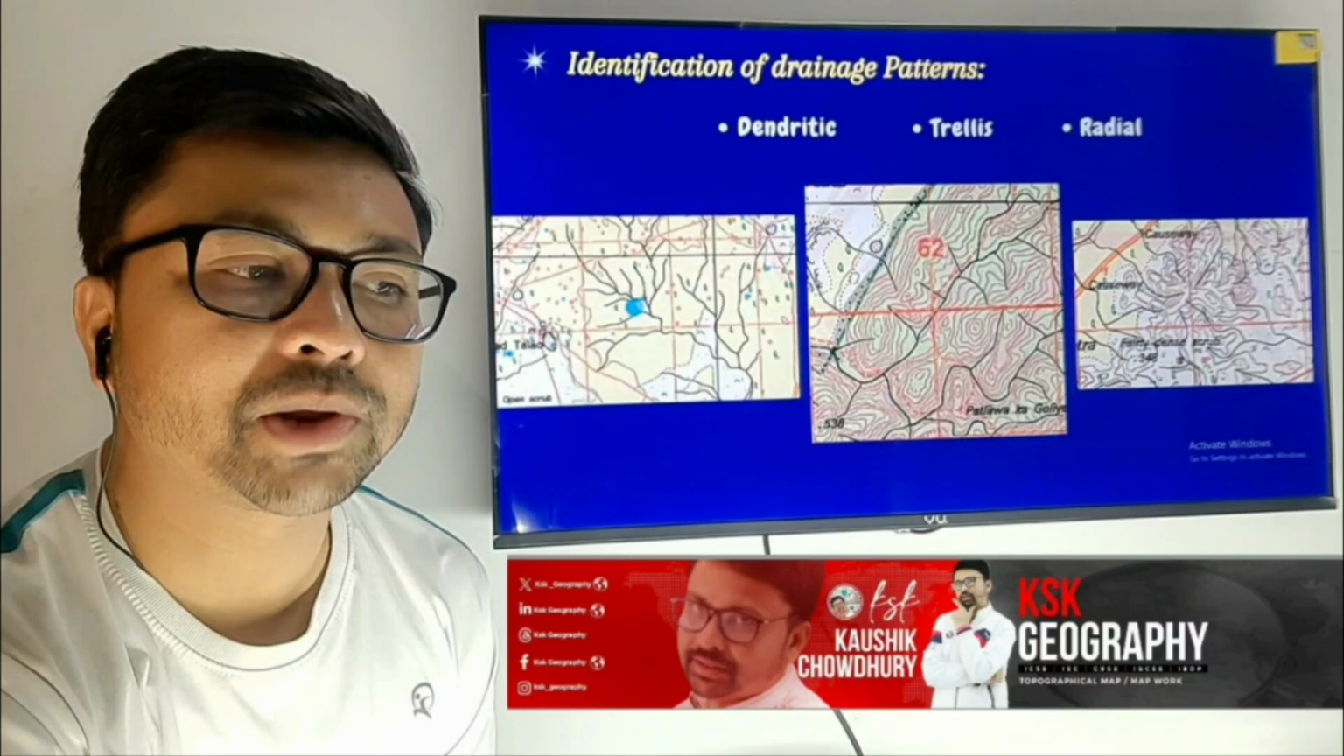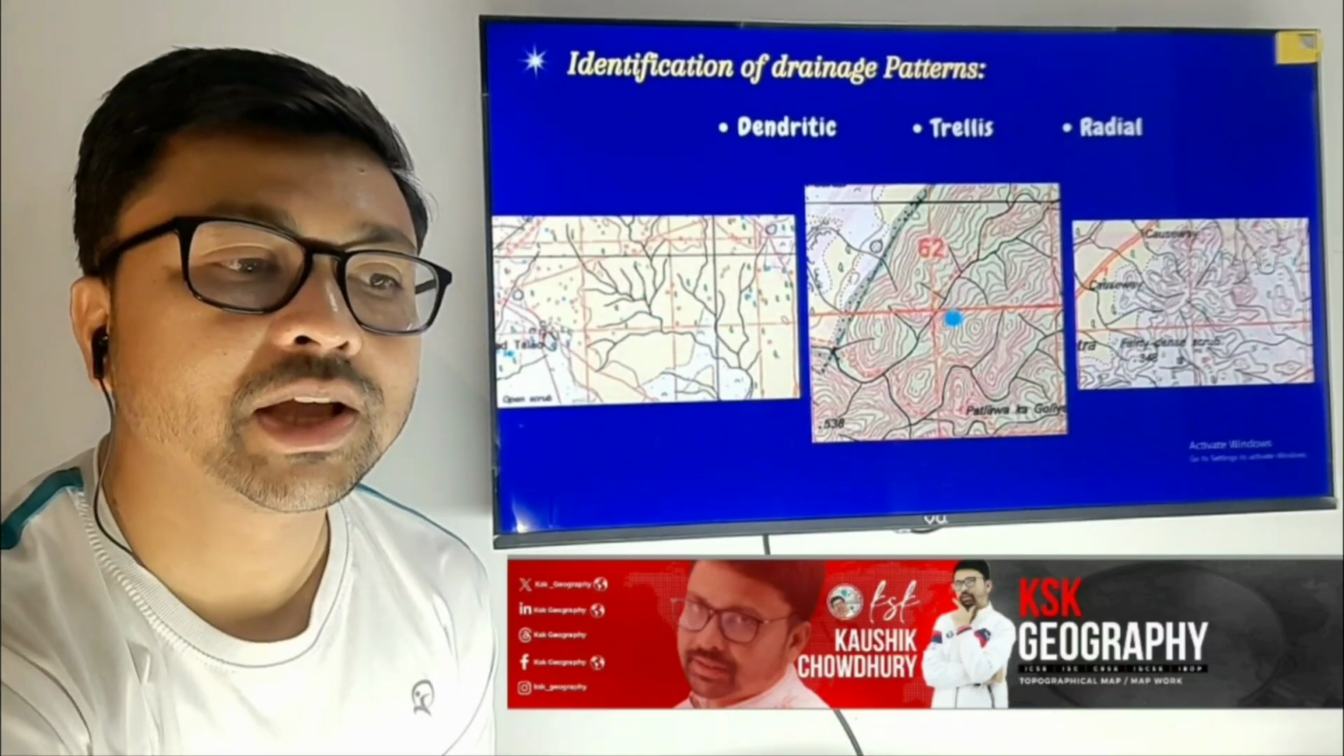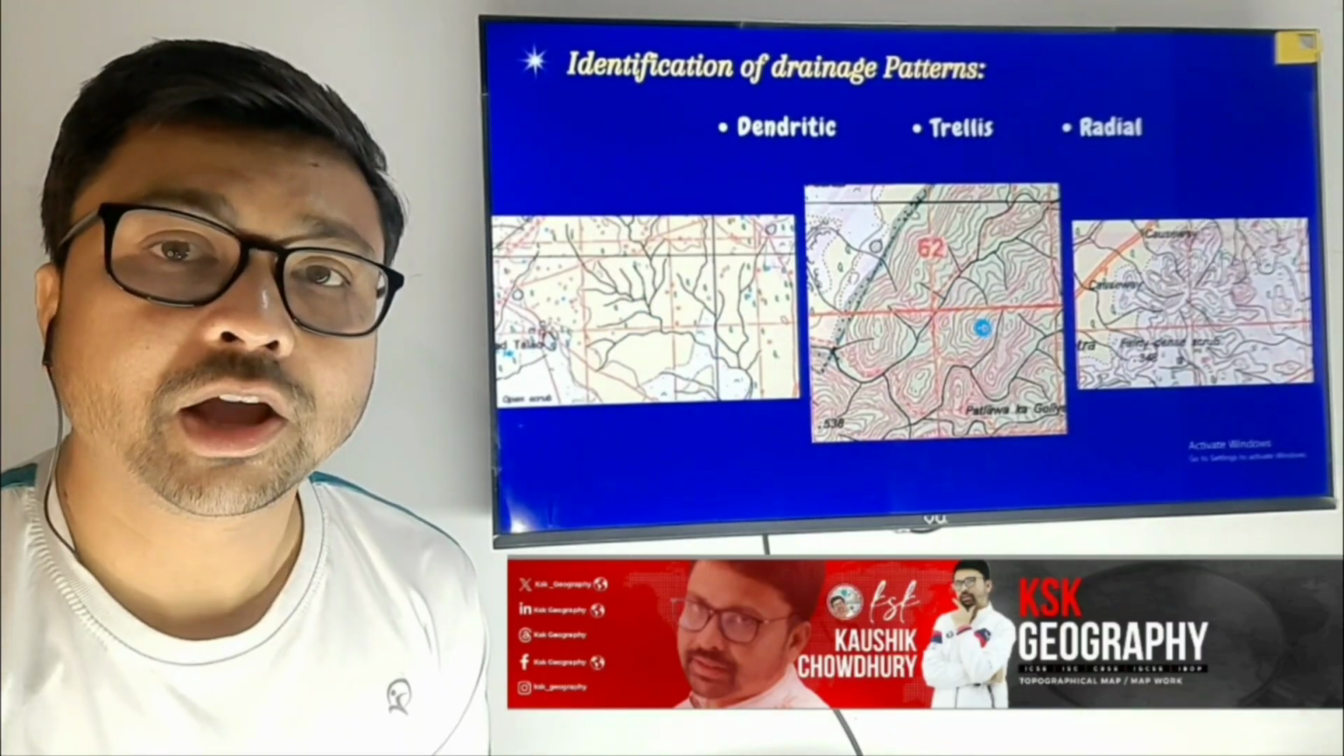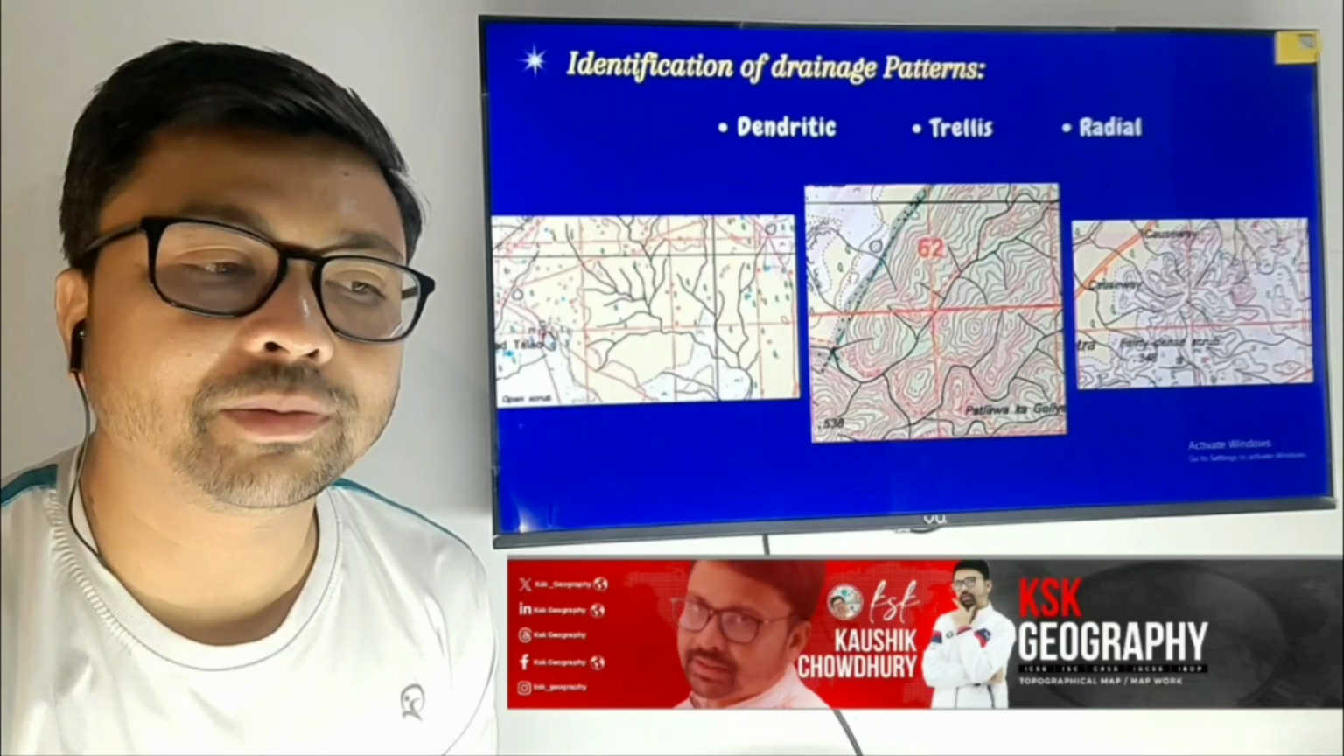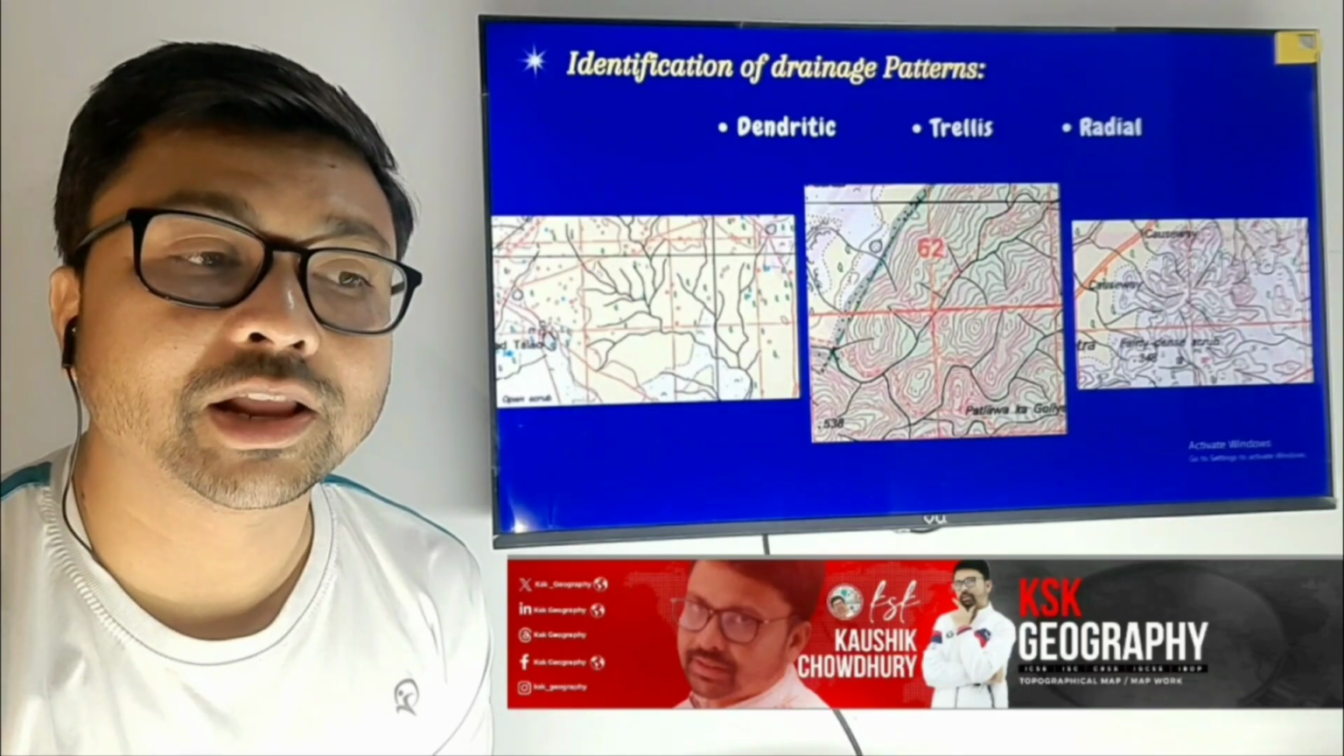Here you can see it looks like the leafless branches of a tree. Next one, trellis. For trellis, you will remember the tributaries join the main river almost at a 90-degree angle.